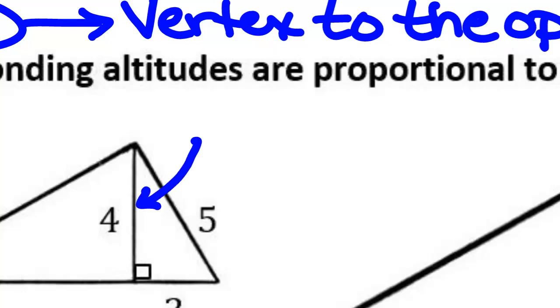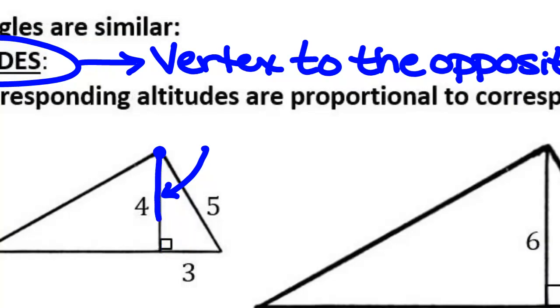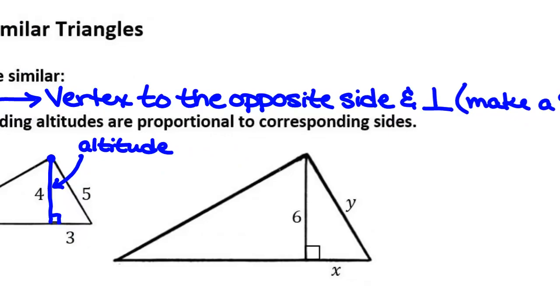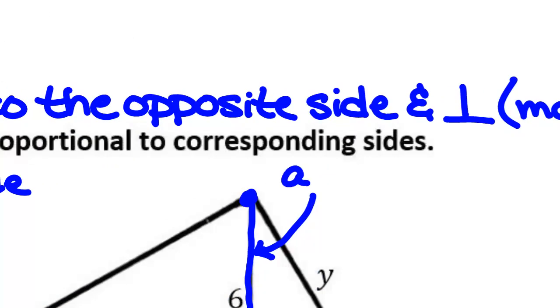This segment goes from a vertex down to the opposite side. And where it hits the opposite side, it makes a right angle. So this is an altitude. Same thing with this segment right here. From a vertex down to the opposite side. And it makes a right angle when it hits the opposite side. So this is also an altitude.